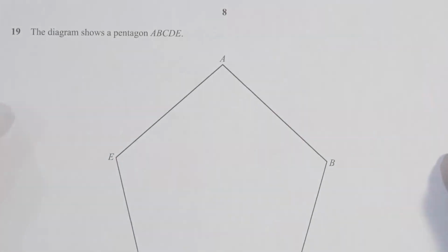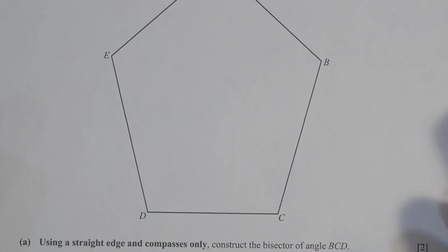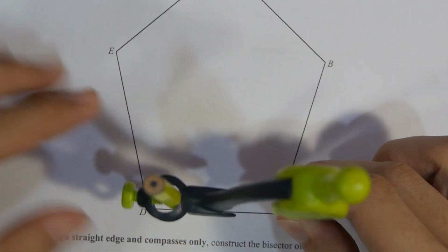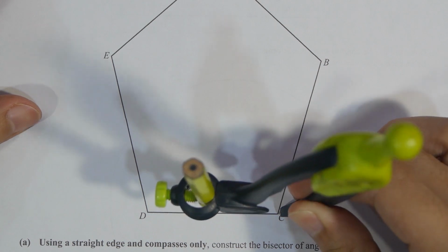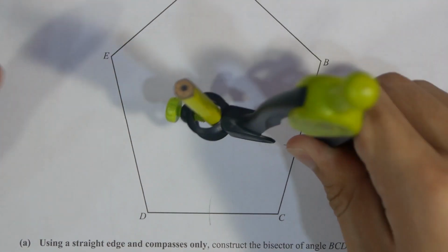But for question 19, okay, construct the bisector of angle BCD. So as shown is the way to draw the bisector. Okay, what it does is basically splitting BCD into two equal angles.